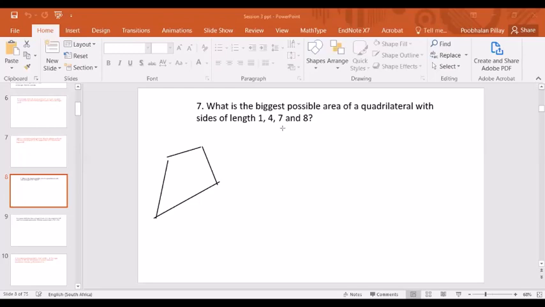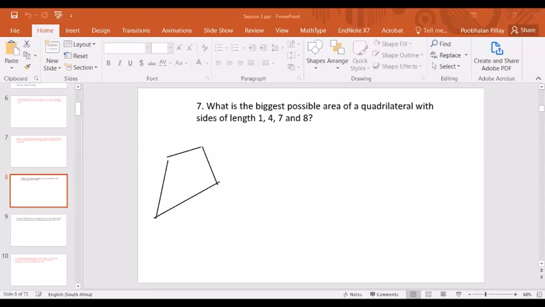In triangles, 3 sides is a condition. That means if you're given 3 sides, all triangles with the 3 given sides are exactly the same. But here you can draw lots of quadrilaterals having sides 1, 4, 7, and 8. Okay, so that is why they say, what is the largest possible area? There can be many quadrilaterals, but amongst all of them, you got something which has got the largest area. All right, so let's do this.